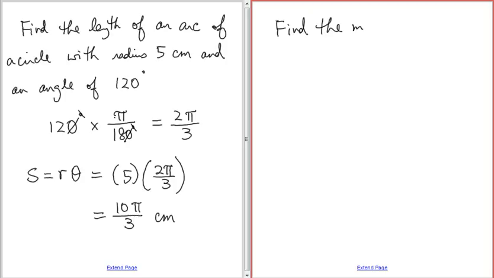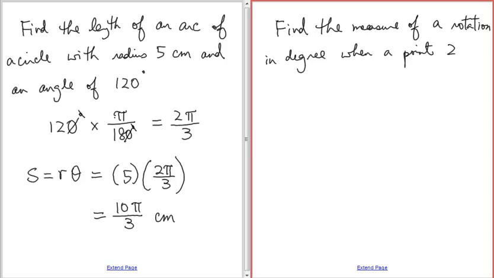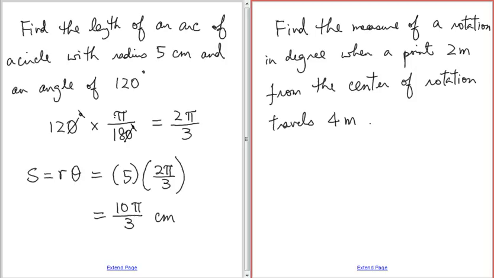Can we find the measure of a rotation in degree? When a point 2 meters from the center of rotation travels 4 meters.